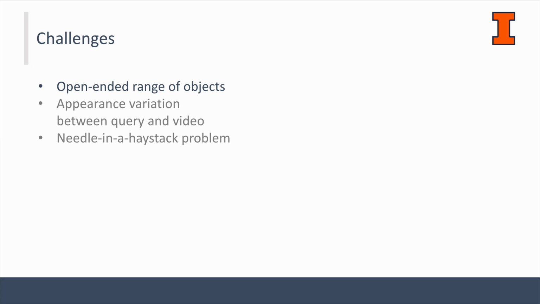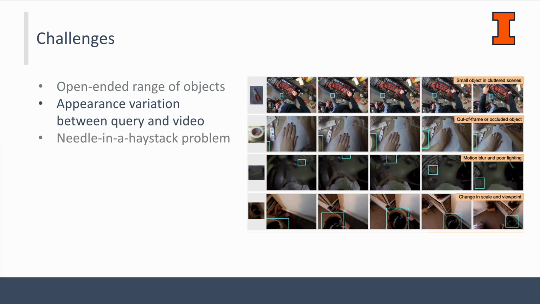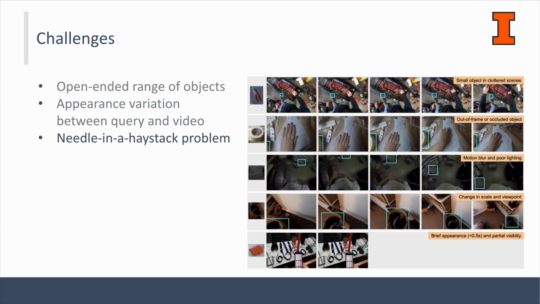The task presents several challenges for contemporary computer vision systems. For instance, unlike classic object detection models that are trained to identify a fixed set of object categories, VQL requires localizing an open-ended range of objects. Additionally, the object's appearance may vary significantly from the visual query due to changes in orientation, scale, context, lighting, motion blur, and occlusions. Compounding these issues, the object of interest usually appears briefly in a long untrimmed video, making this a needle in a haystack problem.